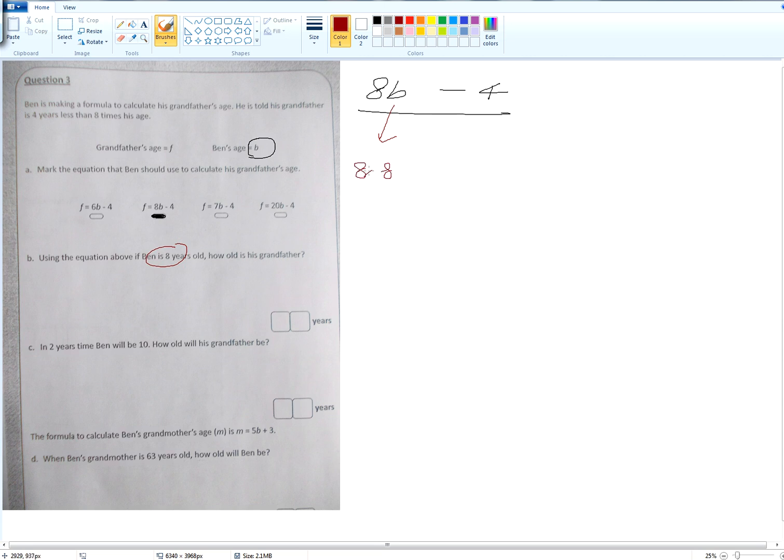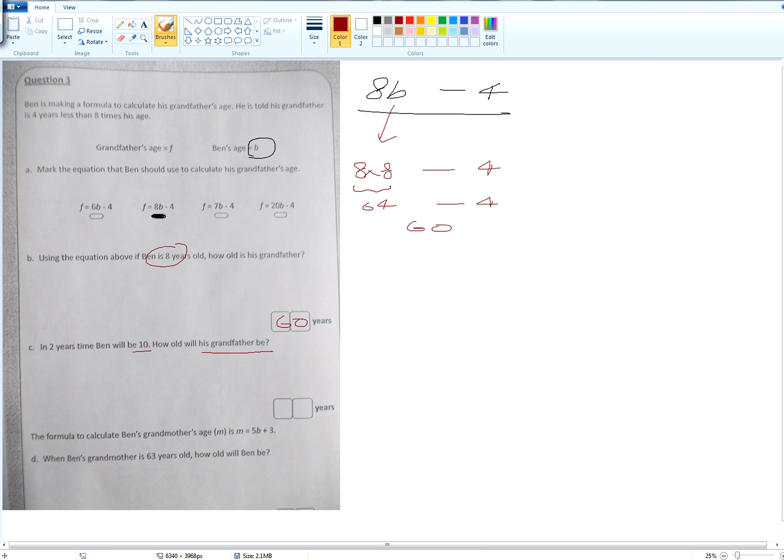So 8 times B becomes 8 times 8 minus 4. So 8 times 8 is 64, then minus the 4 gives us 60. So 60 goes here. Excellent. It says in 2 years' time, Ben will be 10. How old will his grandfather be?